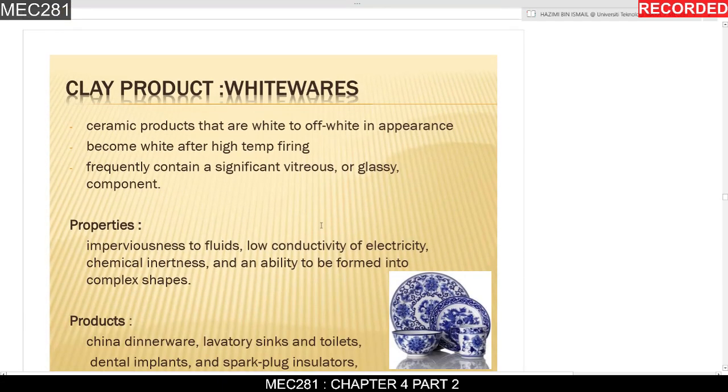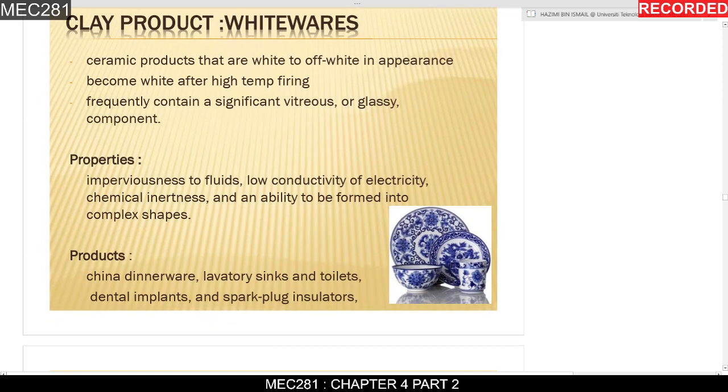And clay also can be used to fabricate the white wax. White wax ni macam ni, yang nak guna untuk makanan-makanan pinggan mangkuk. Okay, ceramic products that are white to off-white in appearance. Sebab tu kita panggil dia white wax, sebab dia hampir putih dalam bentuk appearance dia. Become white after high temperature firing. Okay, dia bertukar bila kita dah panaskan, kita bakar dia.